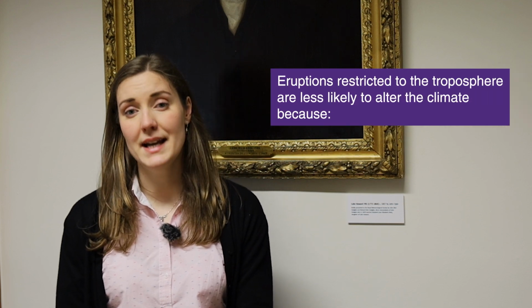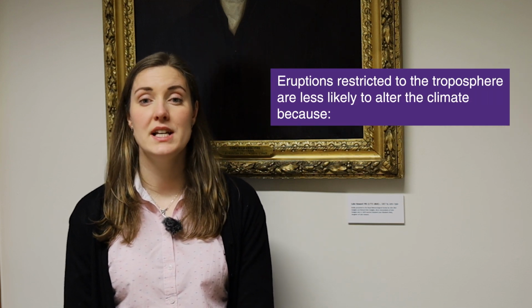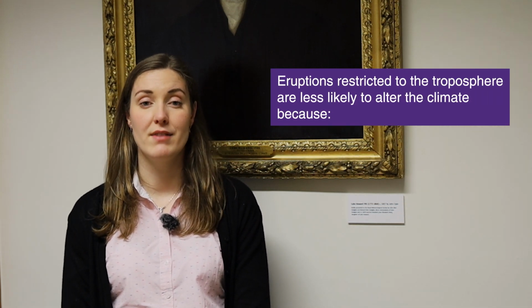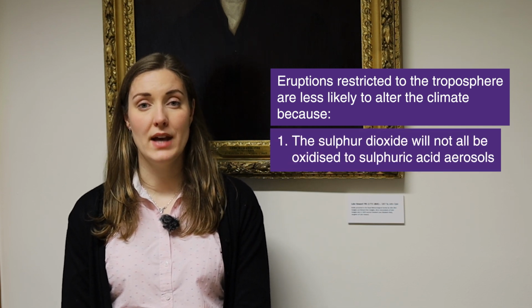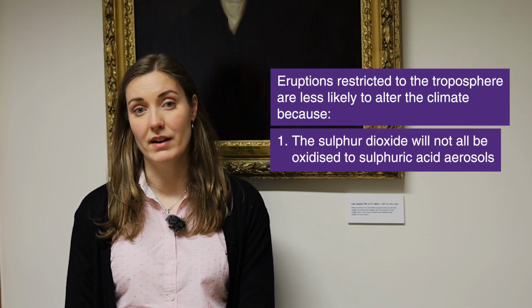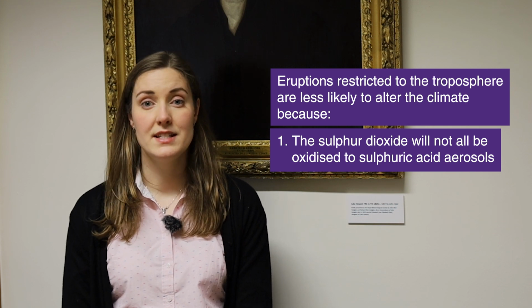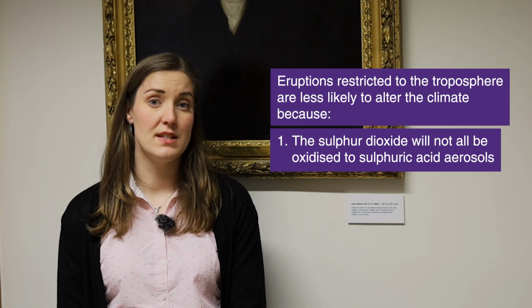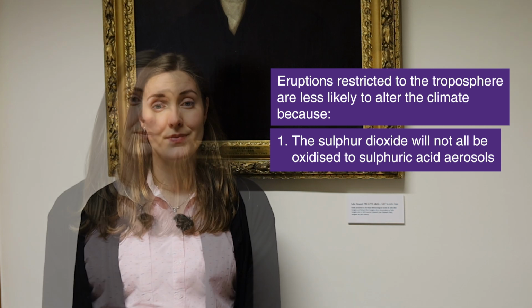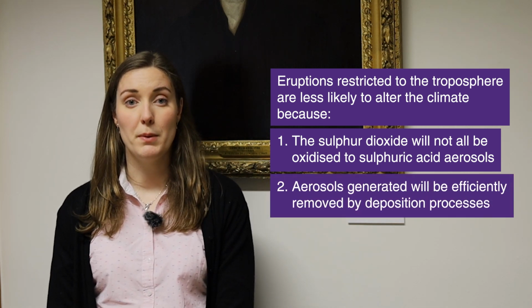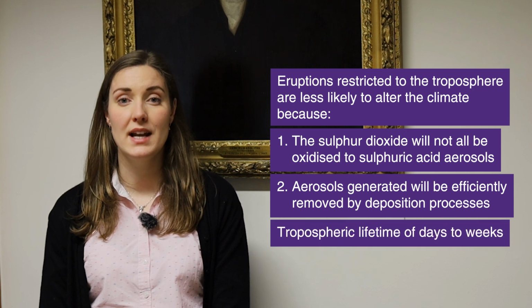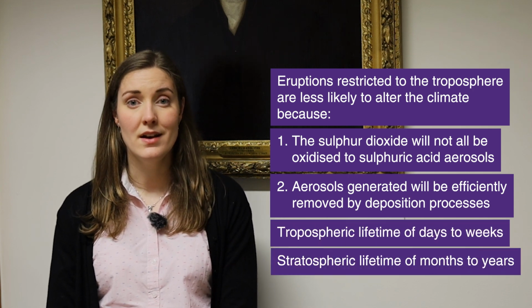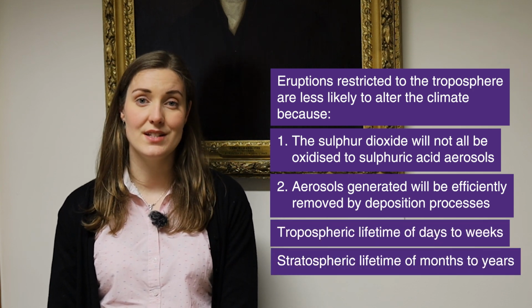Eruptions that are mainly restricted to the troposphere are much less likely to alter climate for two main reasons. Firstly, the sulfur dioxide emitted by the volcano will not all be oxidised to sulfuric acid aerosols, as gas deposition processes operate on a similar timescale to oxidation. Secondly, the aerosol generated will be efficiently removed by deposition processes, and it will have a tropospheric lifetime of only days to weeks, compared to months to years in the stratosphere.